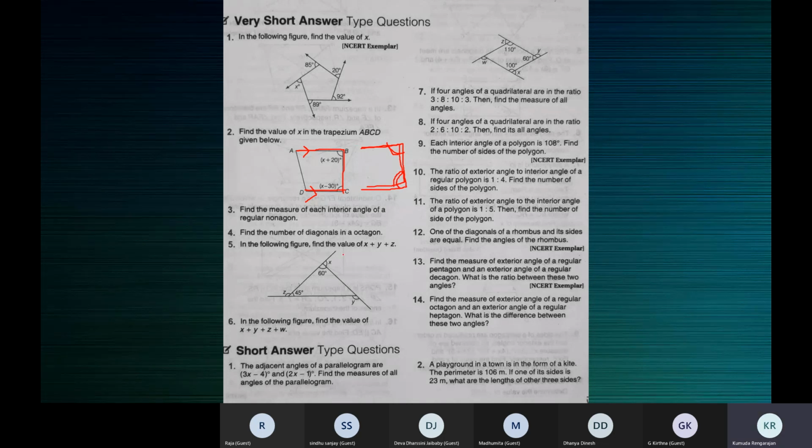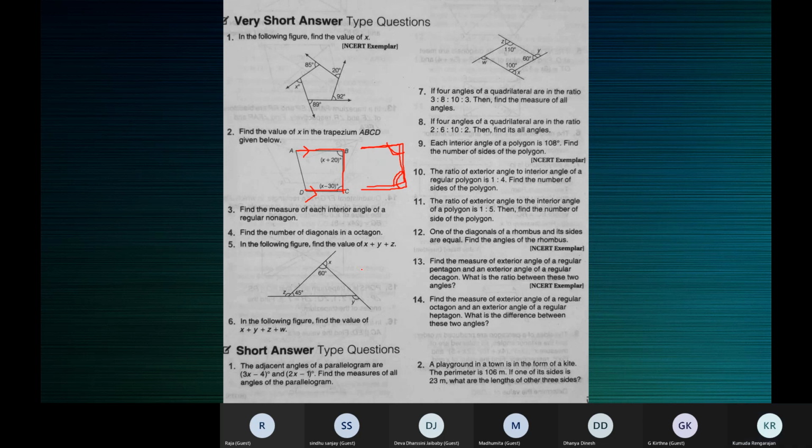So how will you find x? We have to find x, y and z, and add them to show it is equal to 360. So what is x? How do we start? x plus 60 is equal to 180, correct? Yes, ma'am, because x and 60 lie on a straight line, a linear pair. x plus 60 is equal to 180. x is equal to 180 minus 60. x is equal to 120.